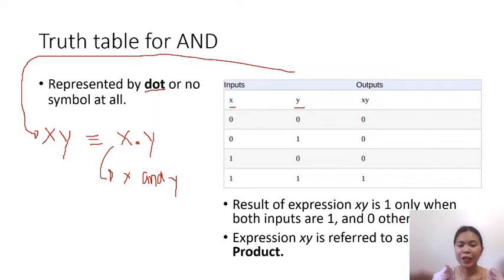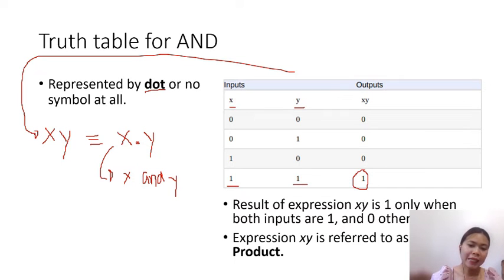So based on the truth table here, just a review, I know you're really familiar with this one. So the result of expression x and y is 1 only when both inputs are 1, and 0 otherwise. As you can see here, the only row that has a result of 1 is the last row, because in this last row the inputs of variables x and y are both 1. And the rest, 0 na siya. So that's the rule of the AND operator.